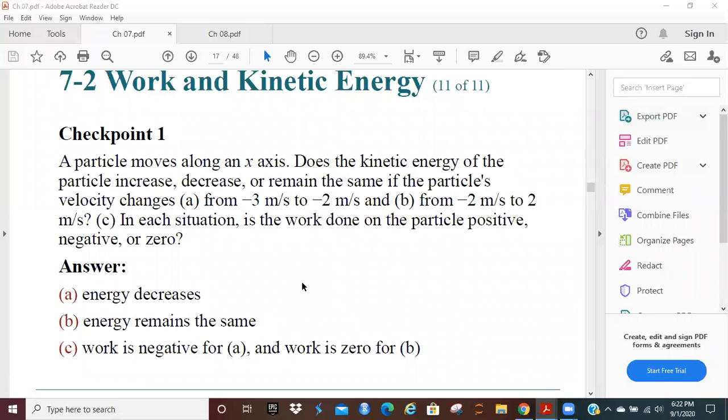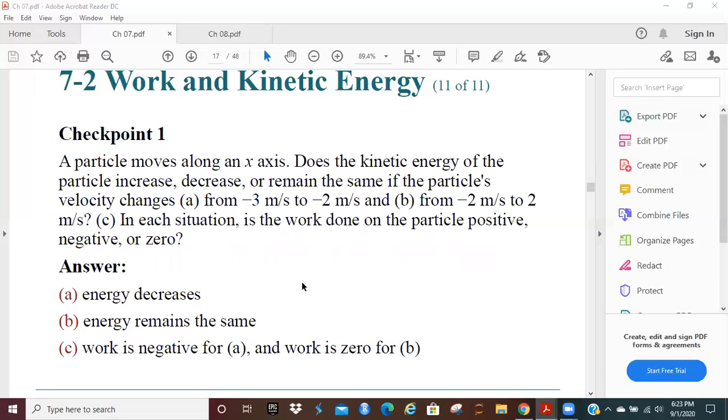All right. So we've got a particle that moves along the x-axis. Does the kinetic energy of the particle increase, decrease, or remain the same if the particle's velocity changes? And then it lists A, B, and A and B. And then in each situation, is the work done on the particle positive, negative, or zero? So let's take a look at this.